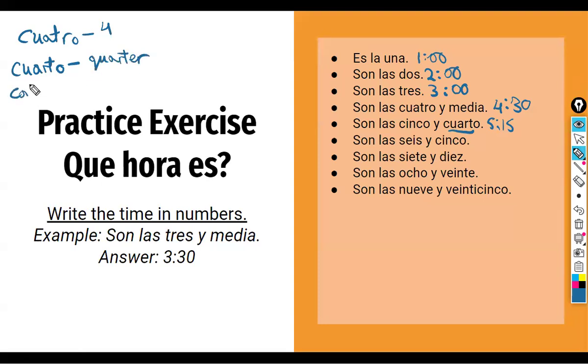And 14 is 14, right? All right, so 6:05, 7:10, 8:20, 9:25. If anybody found any of these difficult, please tell me in the chat.